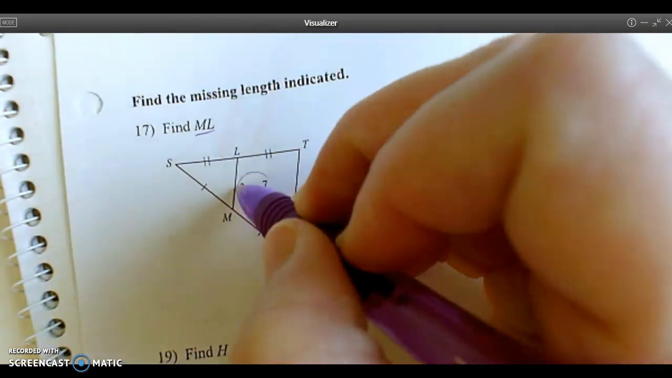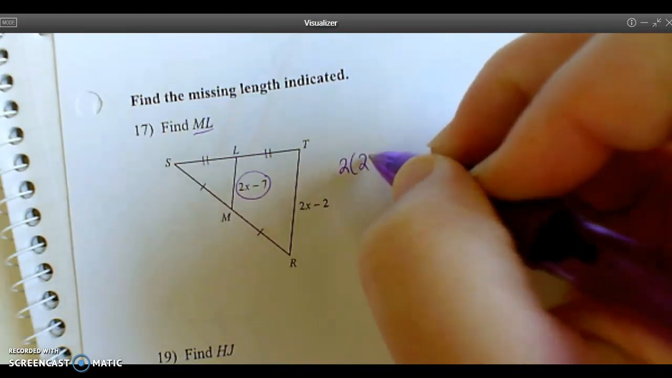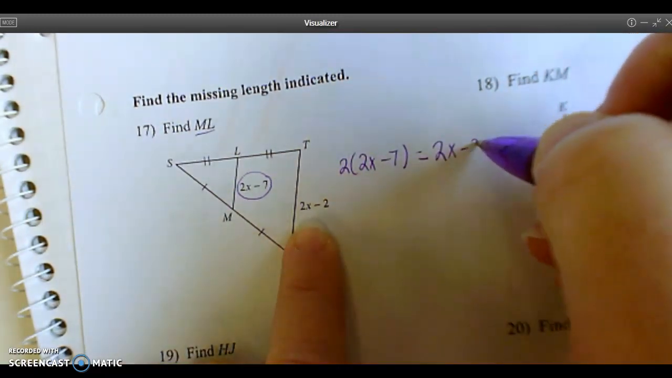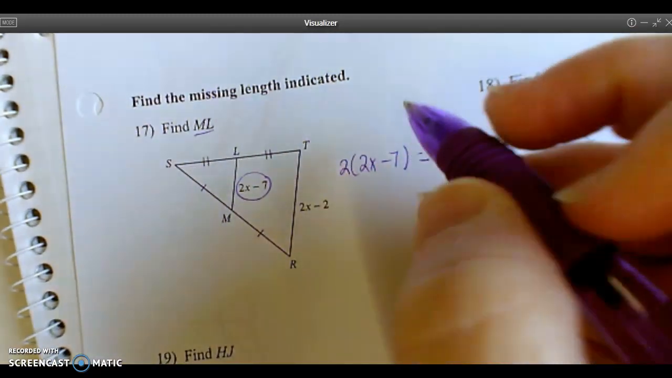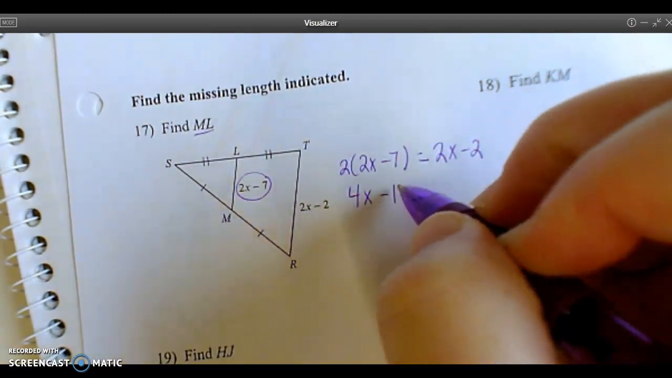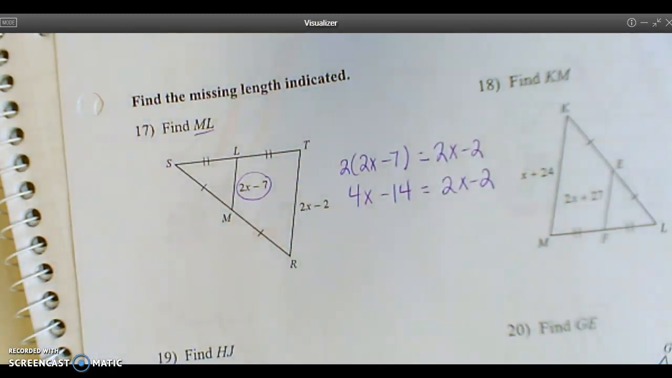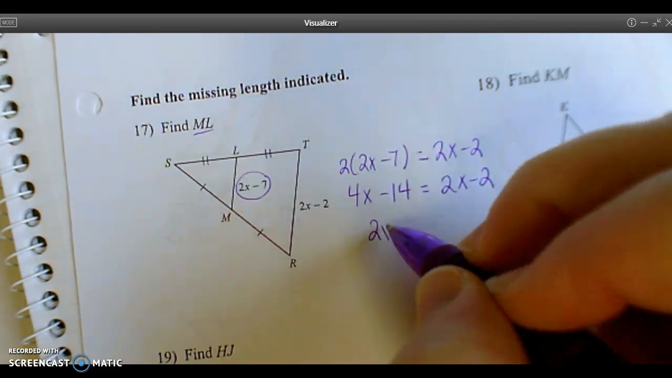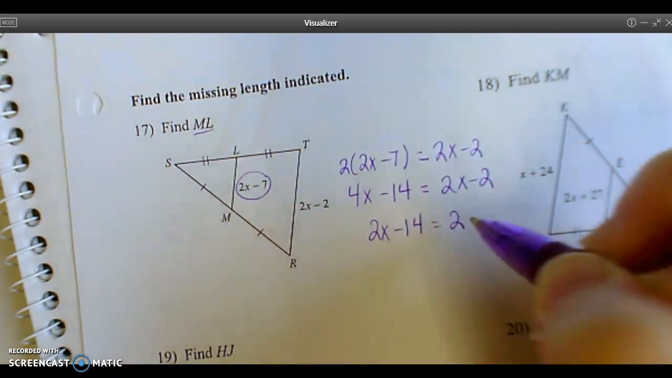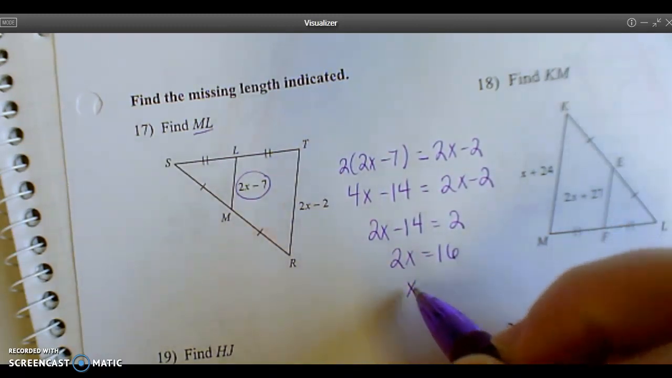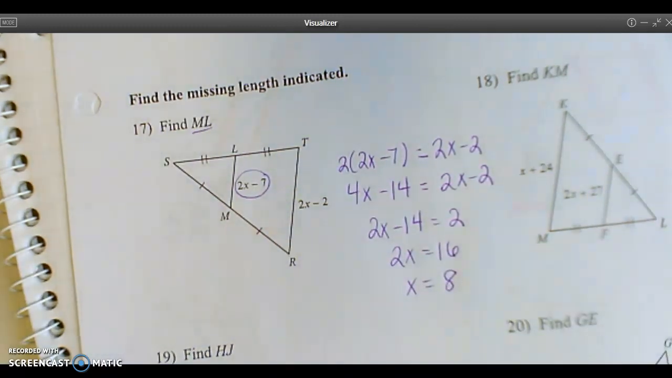So you're going to take the short side, multiply by 2, equal it to the long side just like we did, multiply it out. So 4x minus 14 equals 2x minus 2. Subtract 2x on both sides. Add 14. Divide by 2. And you get x equals 8.